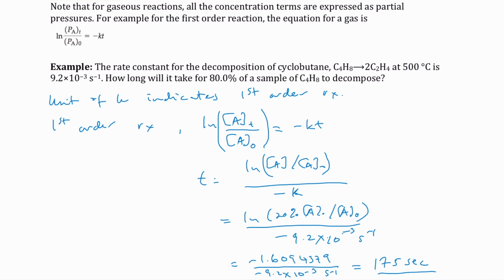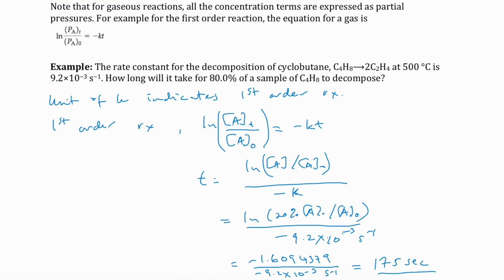All right, now that we learned the three equations for the integrated rate law, we can apply it to different situations that we are going to encounter in chemical reactions. So here's an example. It says the rate constant for the decomposition of cyclobutane at 500 degrees is 9.2 times 10 to the minus 3 per second. How long will it take for 80% of this sample of cyclobutane to decompose?